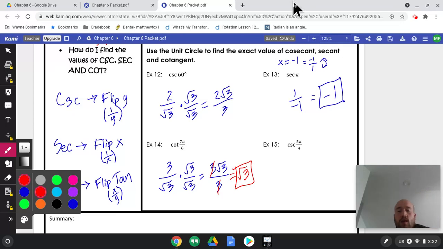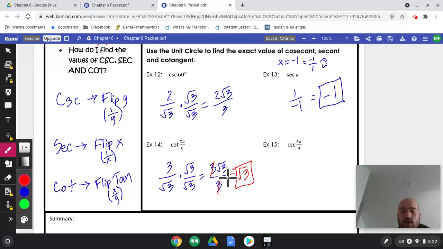Now, you might be wondering, why didn't we reduce that square root of 3? It's in the square root, so that is not going to be divisible by 3. So we just have to leave it.